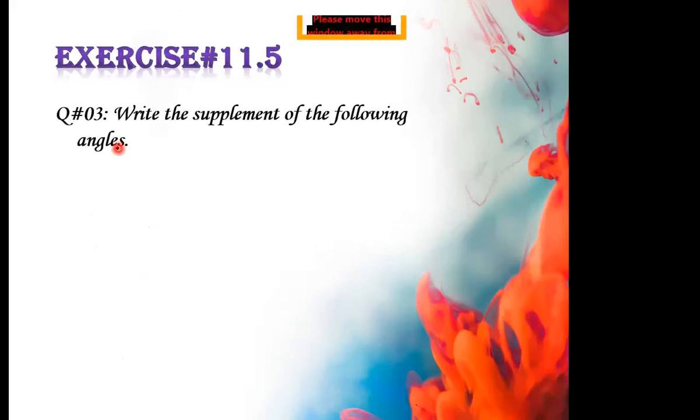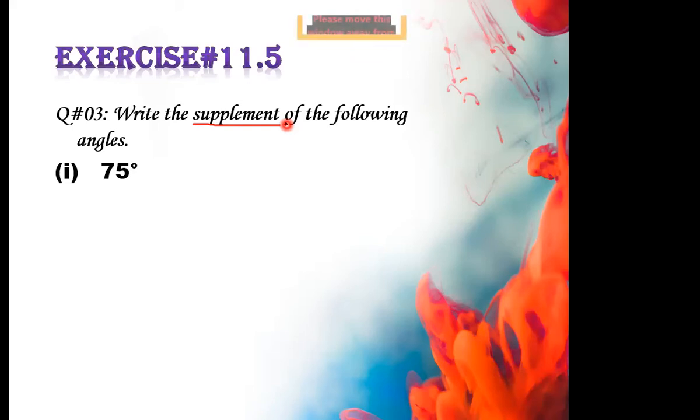In exercise number 11.5, question number 3 is write the supplement. Now here you have to write down the supplement. You know if the sum of two angles is 180 degrees, that will be the supplement angle. The given angle is 75 degree, and here you have to find out the supplement, not the complement. The other angle which you are going to find is obviously unknown.